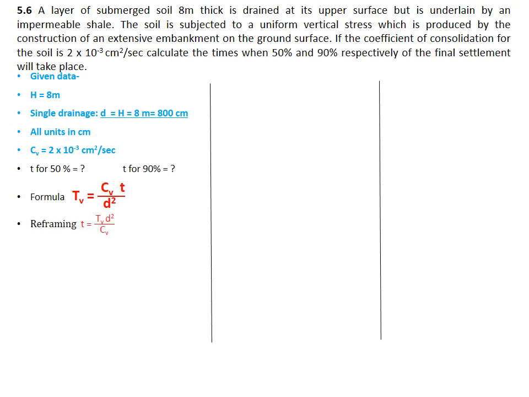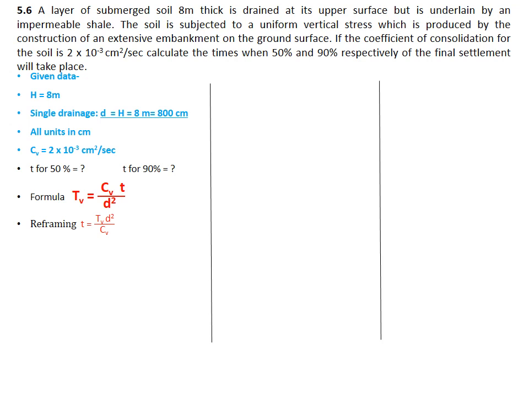So just to make it easy, we'll reframe the same formula. So t equals TV into D square by CV. Now you look at the unknowns. So on the right hand side, the first is TV. So we need to find out the value of TV. Second is D. So the D value we know, which is 800. And also the denominator is CV. Again, the value of CV is known to us. So here the only problem is TV.